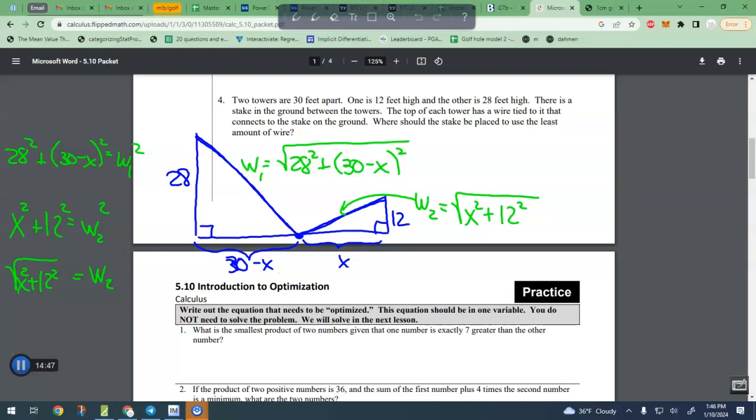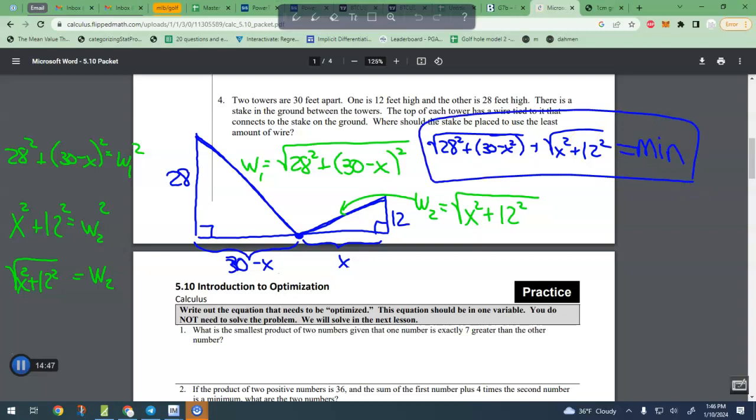Question on how I got W1 or W2, the two wires? And then what I want is to add those up and give myself a number that is as small as possible, so I use as little wire as possible, so I spend as little money as possible. Question on how I'm getting any of that?